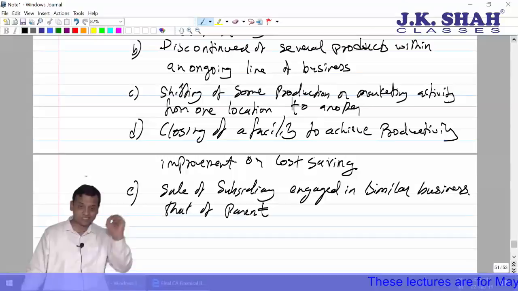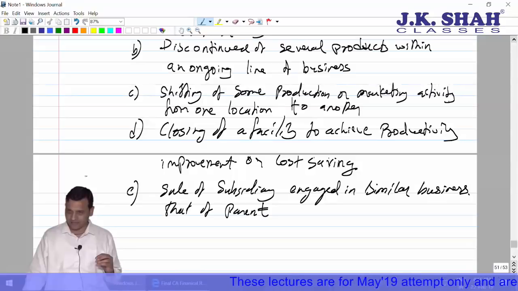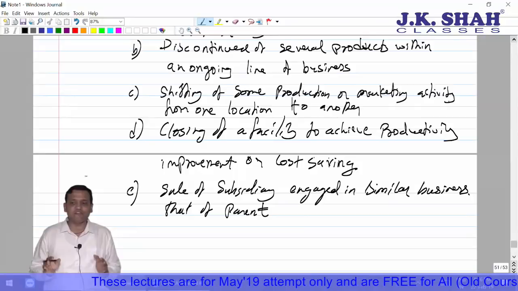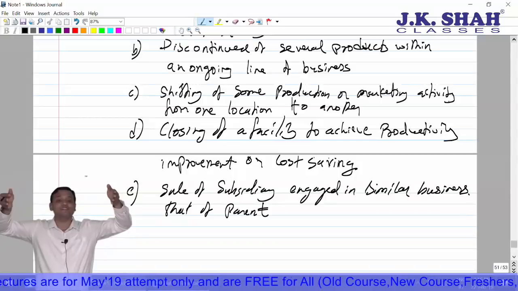Per se, you cannot say it is discontinued. Of course, you need to work out and look at the nitty-gritties involved. It may be discontinued, provided it's a component with identifiable assets, liabilities, expenses, income, then yes, it can be. But per se, you can't say, sir, product banned, discontinued. No, no, not at all.